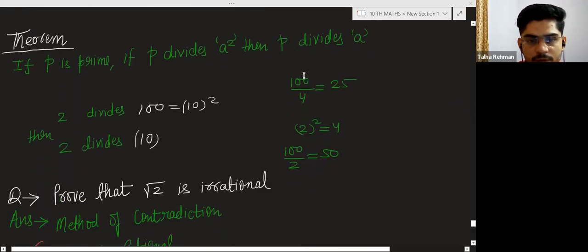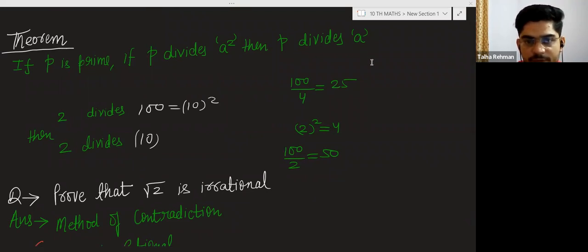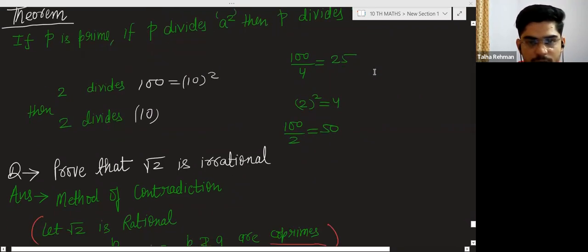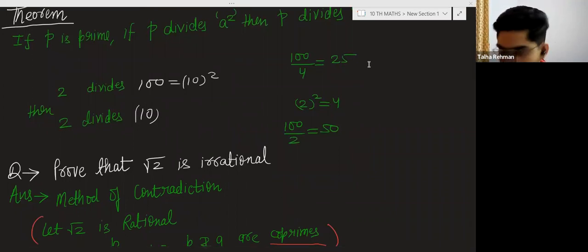fine. This is the theorem. If P is prime, and P divides A square, then P divides A. This theorem is used, and P and Q we know are integers, and again P and Q are co-primes. Co-primes means the HCF of P and Q will be 1, nothing else. Only one.